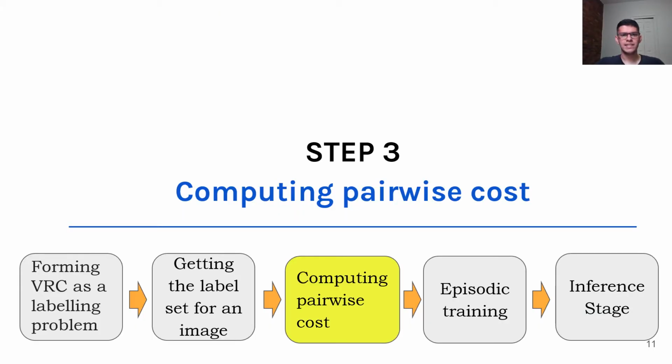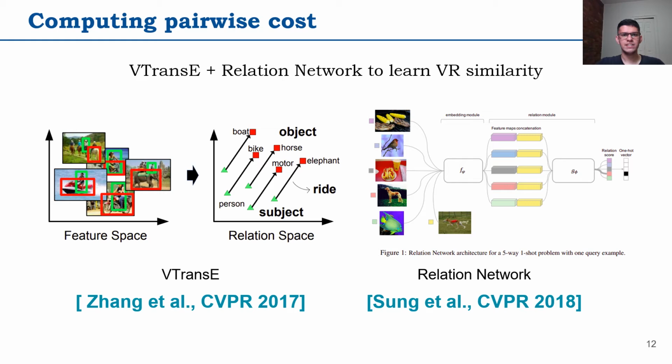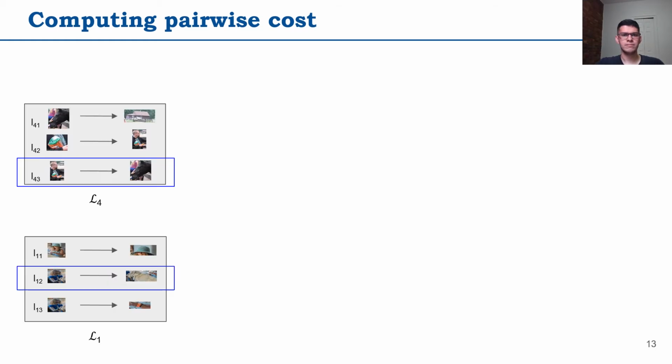Once we get the label set, we need to find a way to calculate the cost of label selection. For this, we first encode each object pair in the label set into visual relation space using VTransE, and then train a relation network in an episodic way to compute the similarity between the visual relationships.